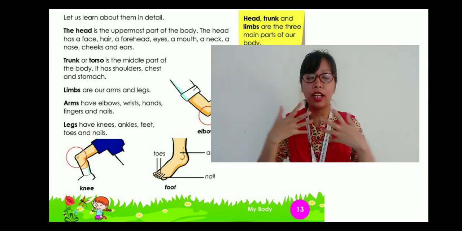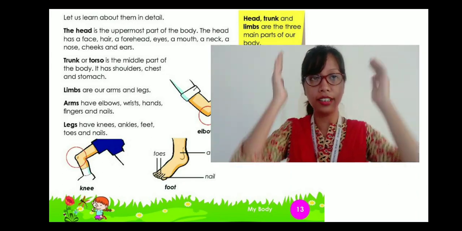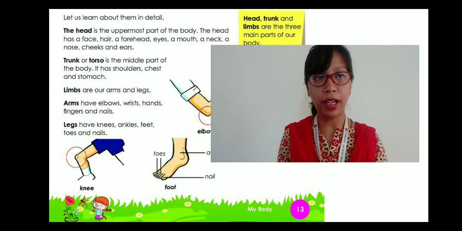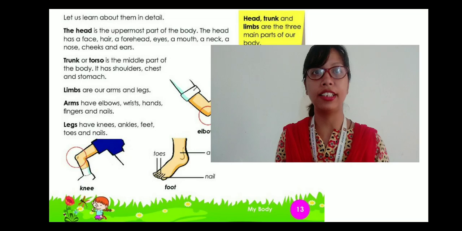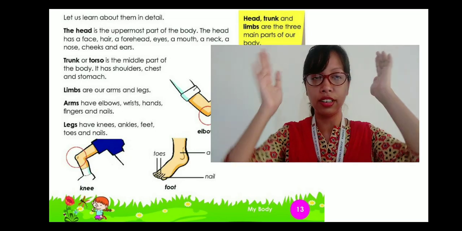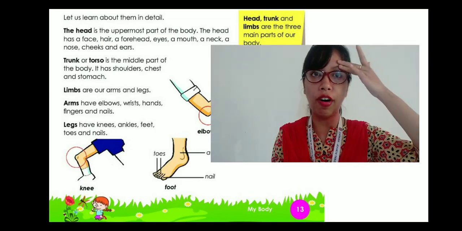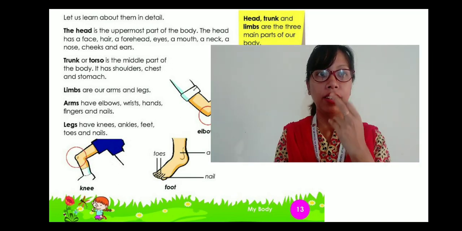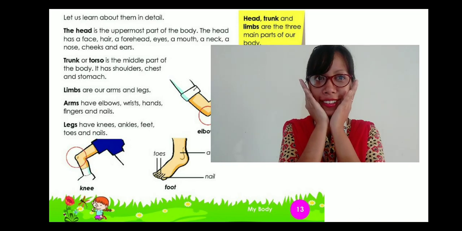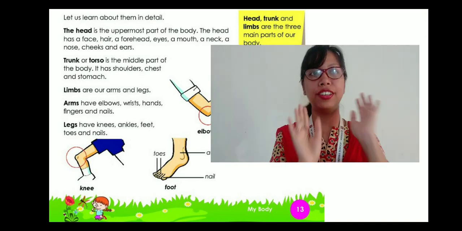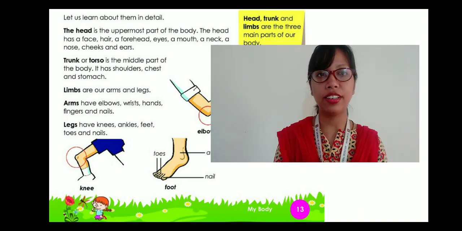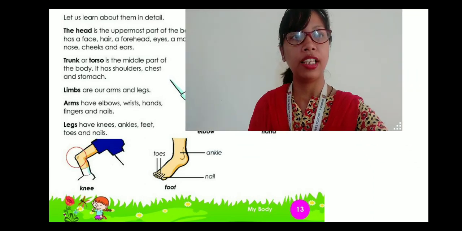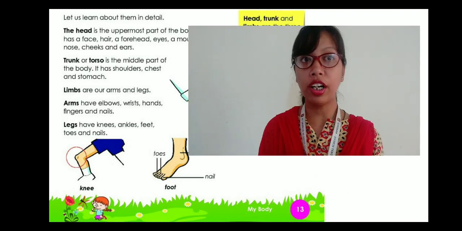Now what does the head have? The head has a face. Every human being has a face, right? So the head has a face. And along with the face, the head has hair, forehead, eyes, mouth, neck, nose, cheeks, and ears. So these are the features included in the head. Clear?